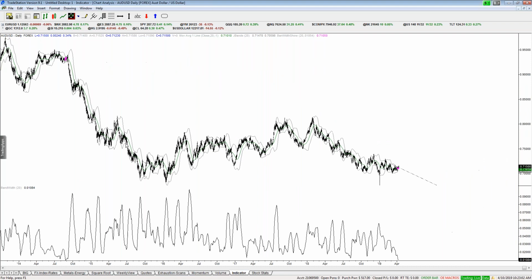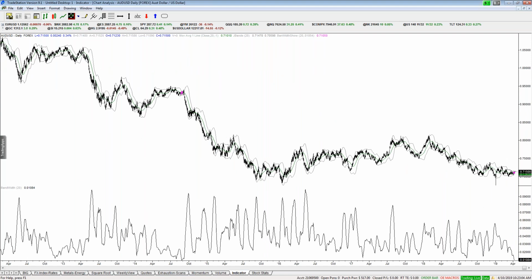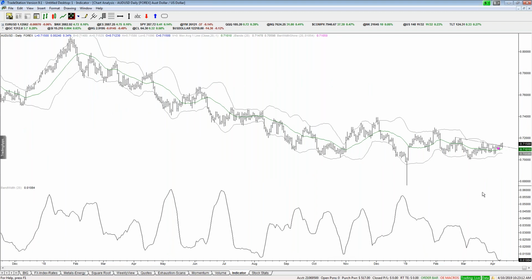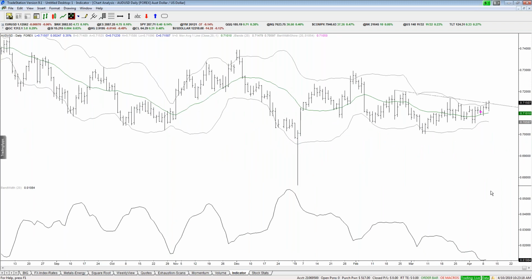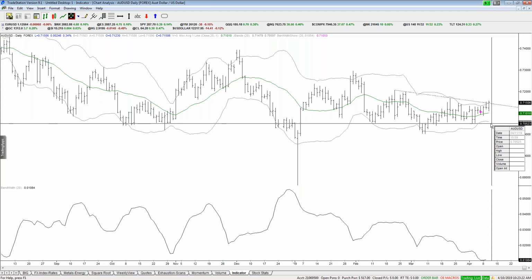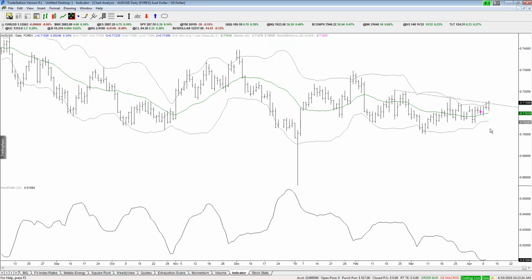So again, this says nothing of direction. It just does say that we've got a directional move due. I think that's a pretty realistic way to say it, right? And another thing that I'd be aware of with this is when Bollinger Bands are this tight, there is, I'd say, a propensity for false moves.